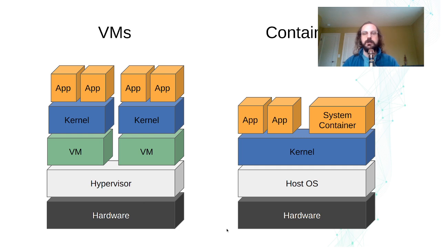In the case of containers, again, we have our underlying hardware. We have, in this case, our host operating system, which is running a single kernel. And we also have some kind of orchestrator that is running these containers. In this case, we have some application containers, and we also have over here a system container. We'll talk later about what the difference is there.